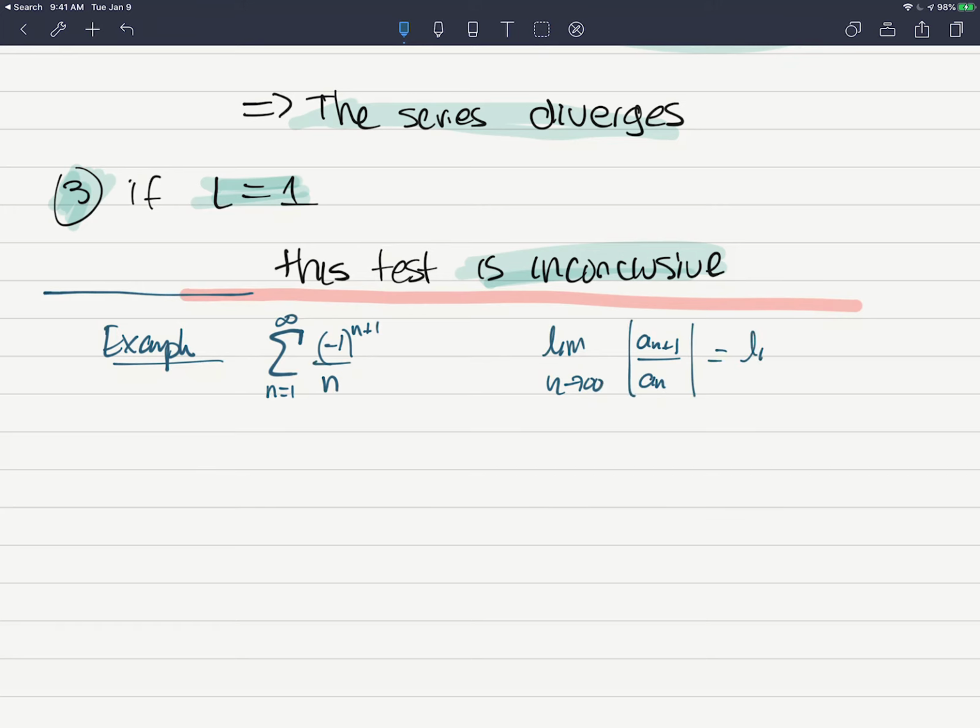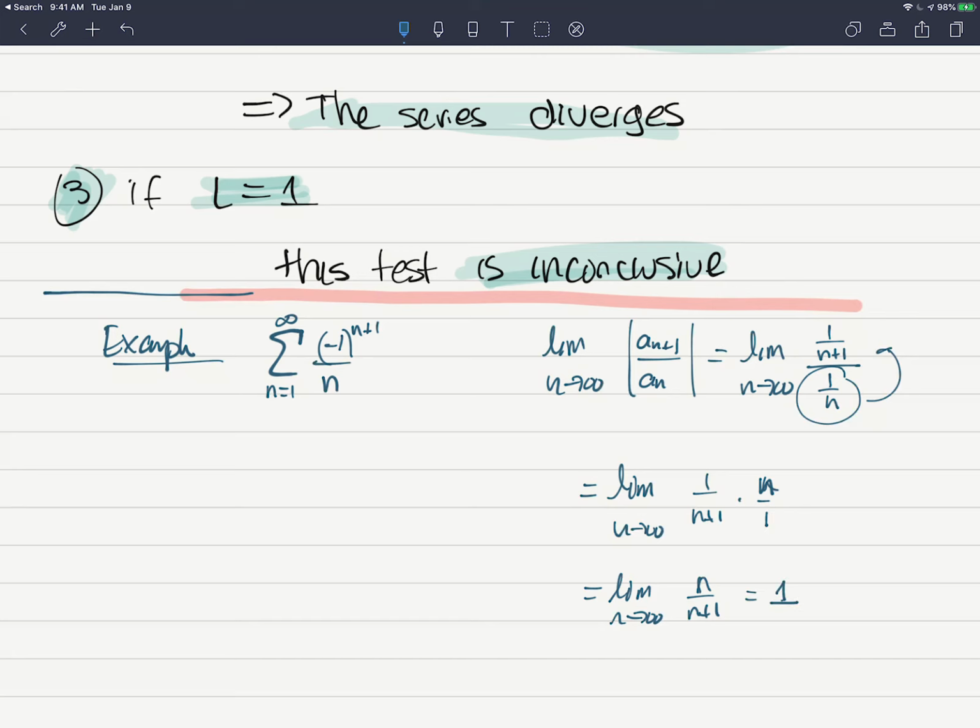You will get the limit when n goes to infinity of 1 over n plus 1 divided by 1 over n. I'm getting rid of the negatives because it's absolute value, so I don't care about that. When you flip this guy, it goes in the top flipped. So it's 1 over n plus 1 times n over 1. So this is really just the limit when n goes to infinity of n over n plus 1, and this one is 1.